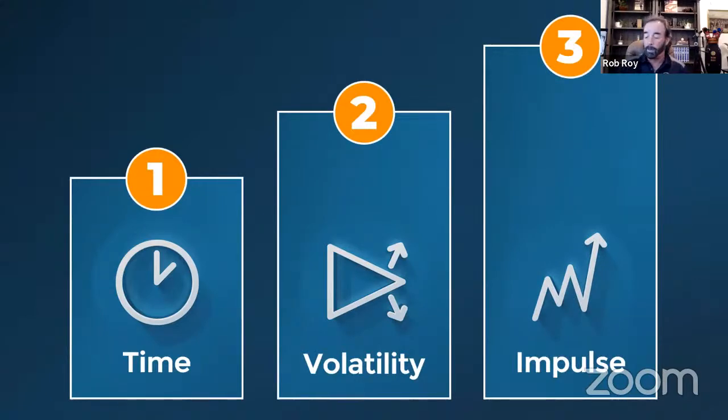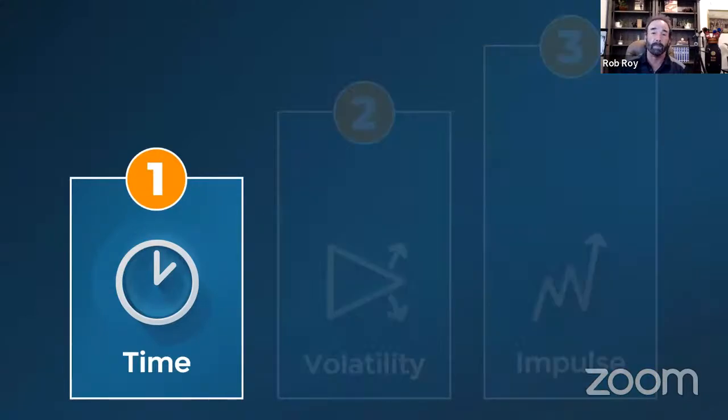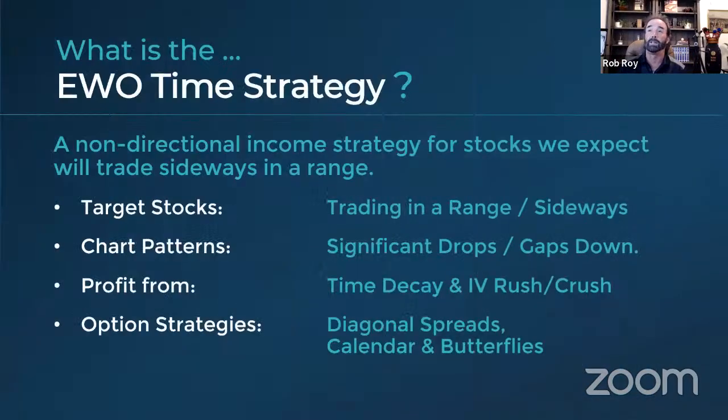So the first one, level one, is the time strategy. That's the AI-based strategy. So what do I mean by the AI-based? Well, we look for stocks that are expected to stay in a trading range. Well, how do we know that they're expected to stay in a trading range? Well, the stock has had a significant drop. Doesn't have to be from an earnings report. Often it is, but bad news, whatever, the stock has a significant drop, 20% or more is what we're looking for. And then the AI steps in.